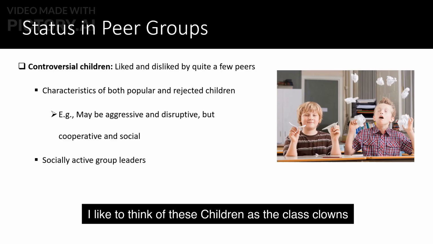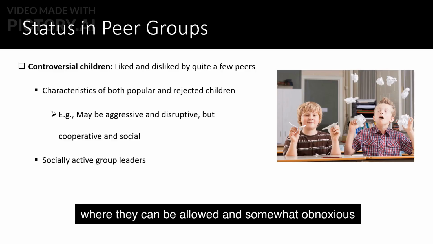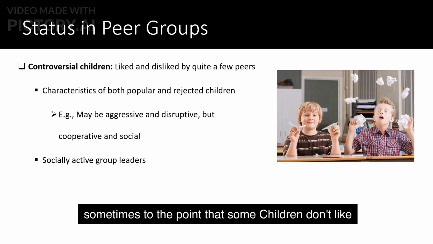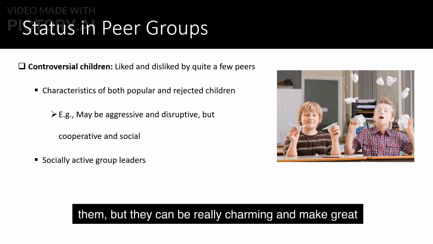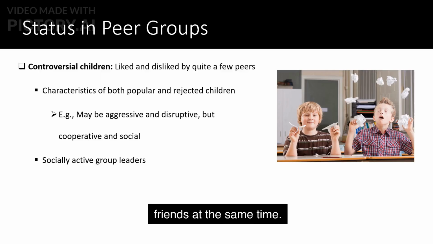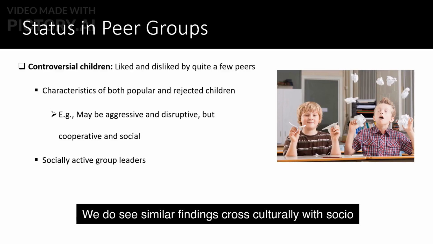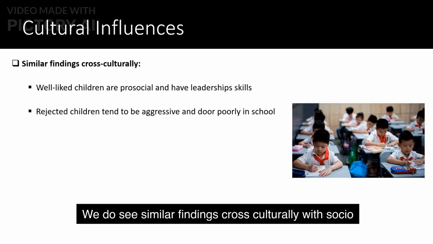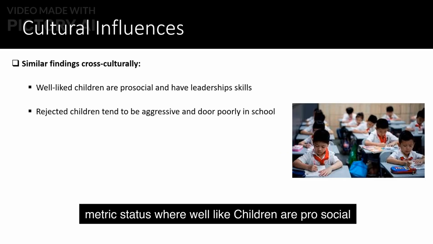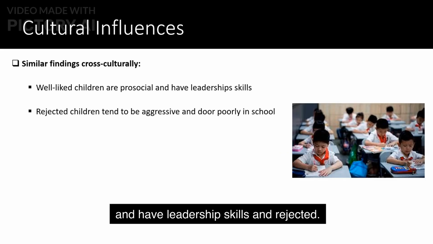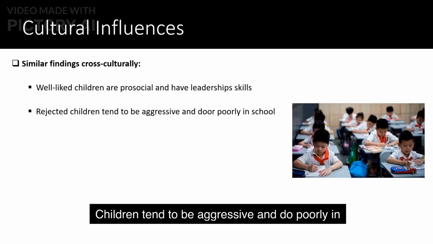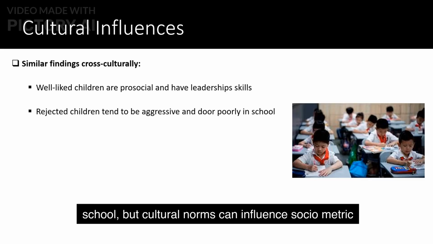I like to think of these children as the class clowns, where they can be loud and somewhat obnoxious sometimes, to the point that some children don't like them, but they can be really charming and make great friends at the same time. We do see similar findings cross-culturally with sociometric status, where well-liked children are pro-social and have leadership skills, and rejected children tend to be aggressive and do poorly in school.